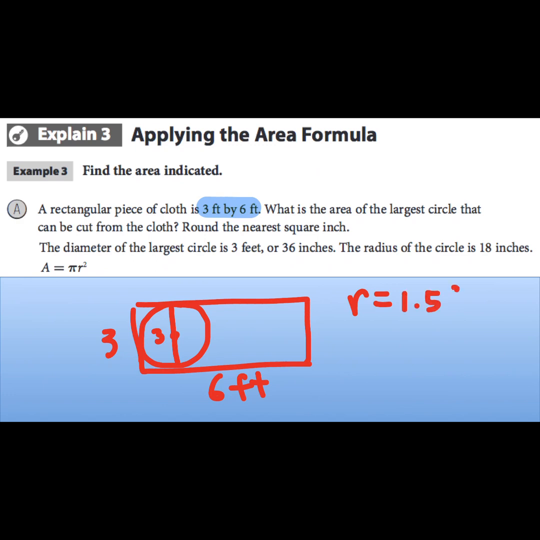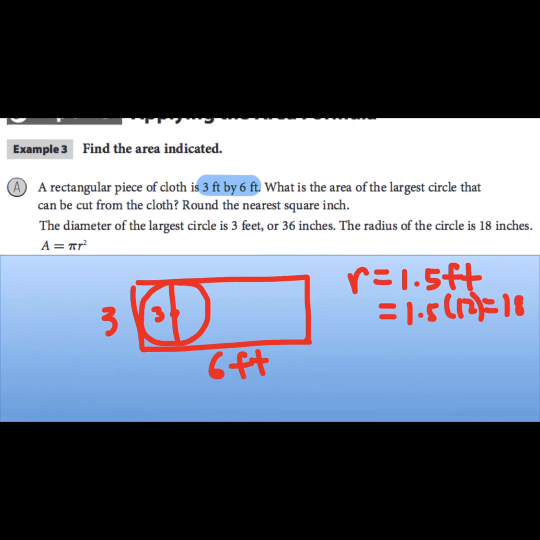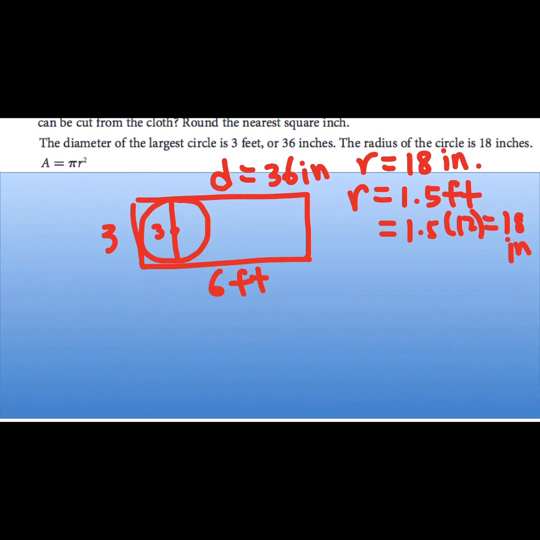1.5 feet, and since 1 foot is equal to 12 inches, if you multiply 1.5 times 12, we will have 18 inches. Or you can think of it as, since the diameter is 3 feet, that will be 36 inches, and then the radius will be half of that, which is 18 inches. So either way, we will have the radius to be 18 inches.